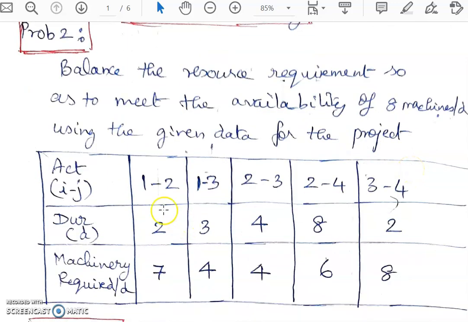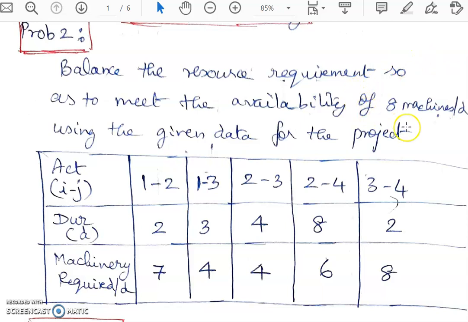So here, 5 activities have been given in the project. Their durations are given, and the machinery requirement per day is also given. As you can see, activity 1, 2 is being done for 2 days. Each day it requires 7 machines. Similarly, 1, 3 is being done for 3 days. Each day it requires 4 machines and so on. So this is the problem given to us.